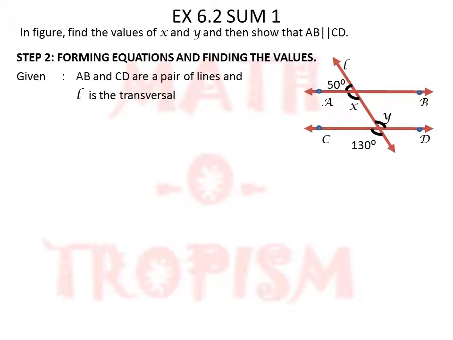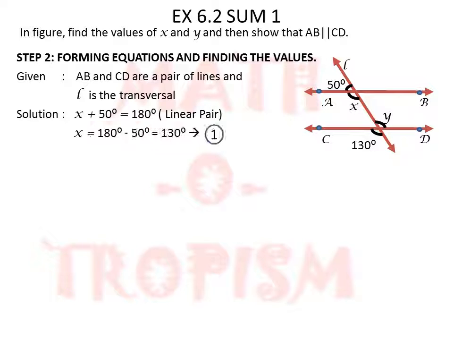So first, given is AB and CD are a pair of lines and L is the transversal. So we can see x and 50 make a linear pair. So x plus 50 is 180 degree. So x is equal to 180 minus 50, which is equal to 130. Also L and CD are intersecting lines. So y is vertically opposite to 130. So since vertically opposite angles are equal, it means y is also equal to 130.